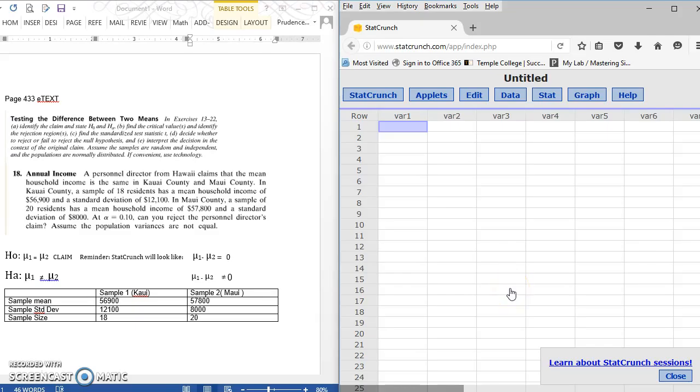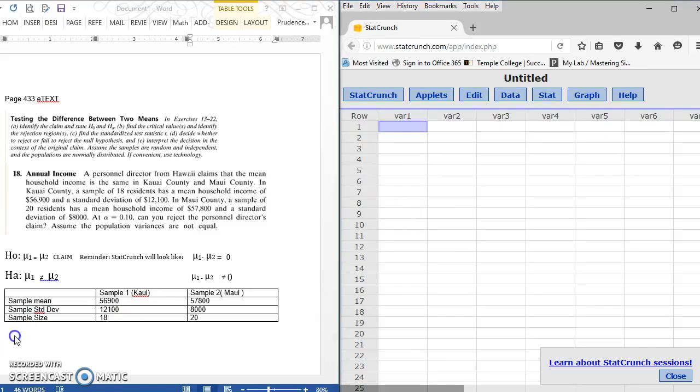All right, so we're back, and I've got this set up where you can see our information from problem number 18, and we're ready to do StatCrunch. Now remember that if we are not given the population standard deviation, we have to do a t-test. So that's what they're asking us here, is to do a t-test. We've identified the claim. We stated H sub O and H sub A. We have to find the critical values and identify the rejection regions.